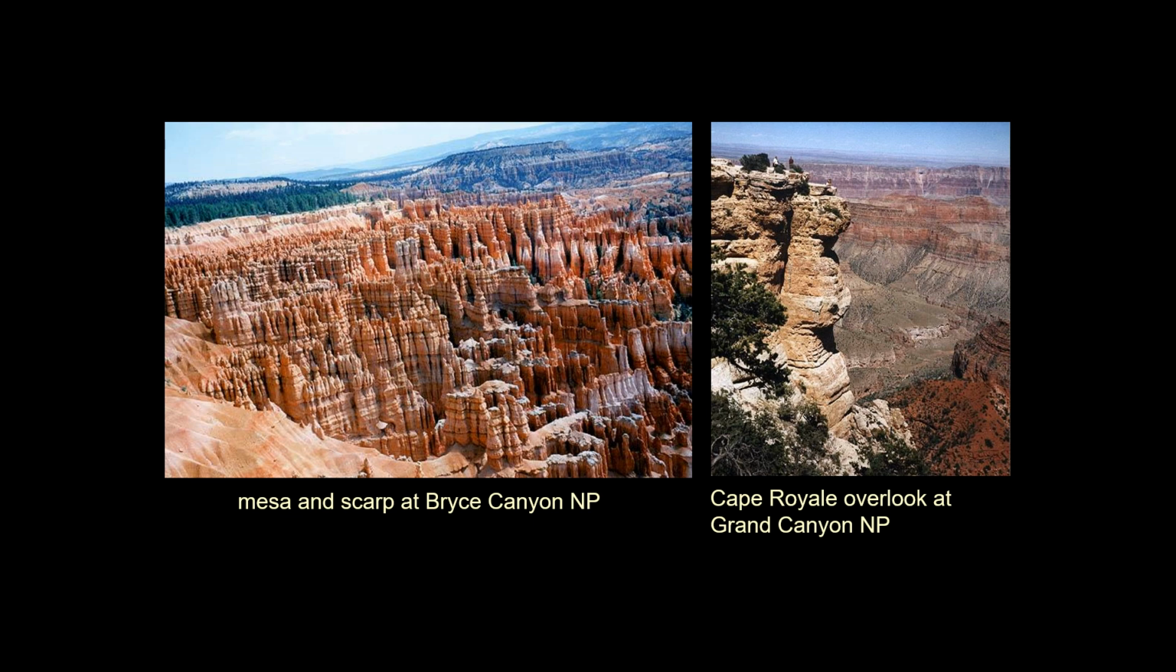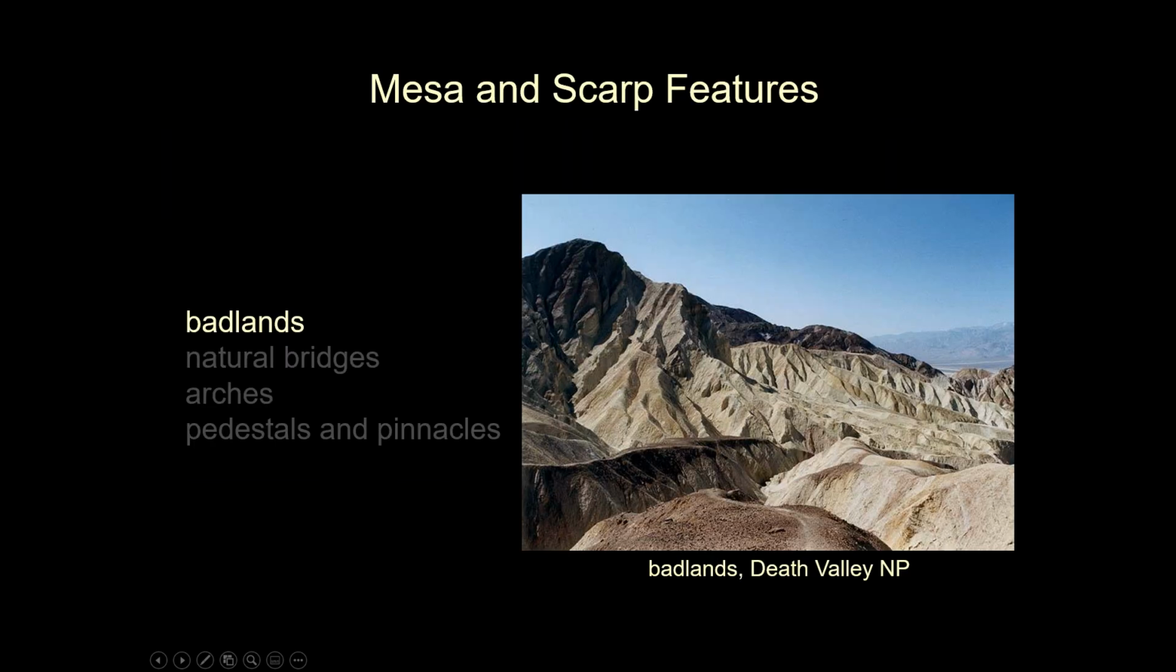Bryce Canyon National Park in Utah is a spectacular place to see mesa and scarp topography, as is the Cape Royal overlook at Grand Canyon National Park, another great place to see this topography. Some other types of topography associated with mesa and scarp: badlands, where you have deeply eroded land, would be another example. Badlands often don't have a lot of vegetation. This is badlands in Death Valley National Park. There's a Badlands National Park in Arizona that you can visit. That's pretty spectacular. And elsewhere in the U.S. there are some badlands areas that you can visit.